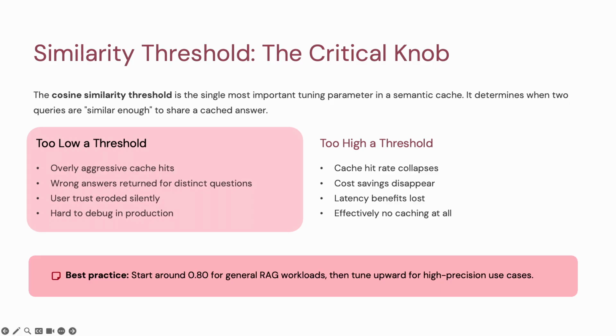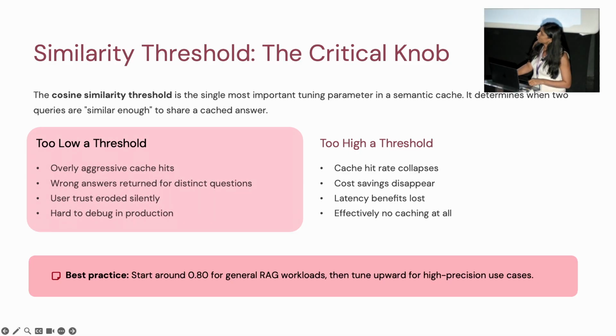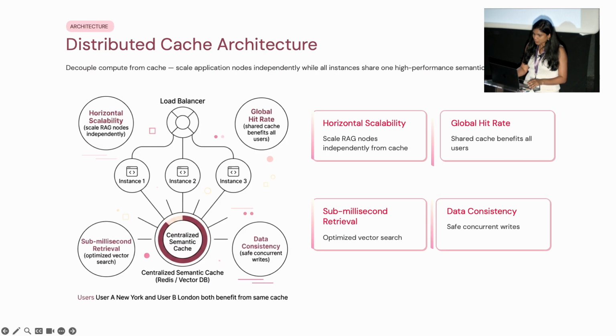If the threshold is too low, you get more cache hits, but at the same time, we may end up with wrong matches. If it is too strict, you avoid mistakes, but at the same time, we miss too many good reuse opportunities. So this is really a trade-off between efficiency and correctness. And the key is you do not have to guess it. You can tune it using real queries, outcomes, and real evaluations.